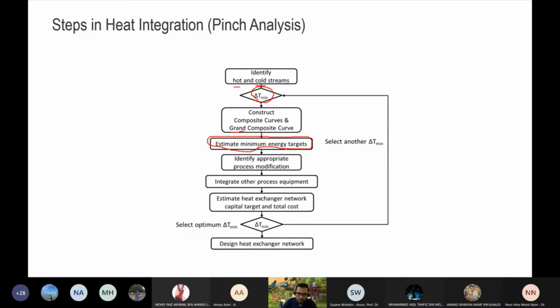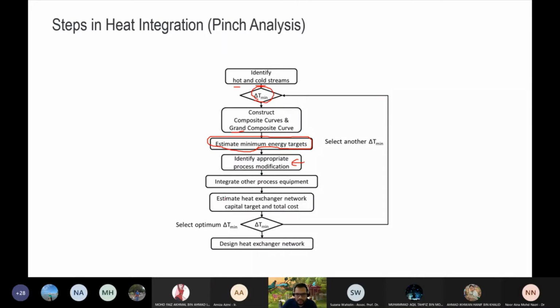From these energy targets, we can go back to the flow sheet and ask ourselves, can we do more? Can we reduce the energy targets, or can we do something else? These are the techniques that we can do. I will show you in a minute. We can also do some integration of process equipment, among other things, within this process modification realm.